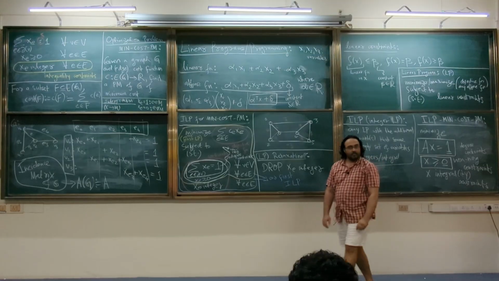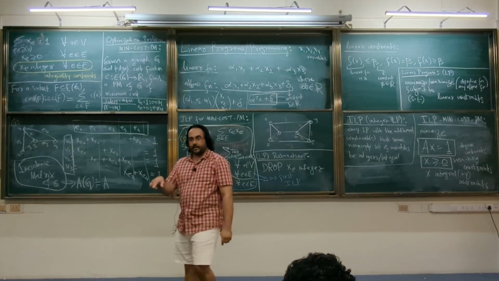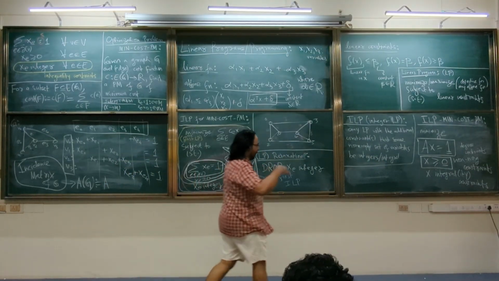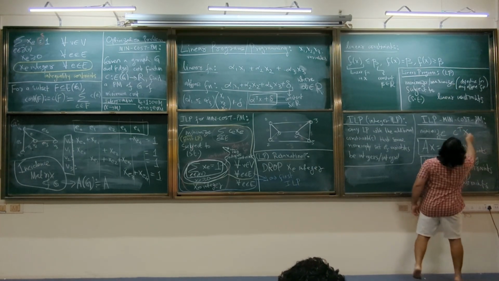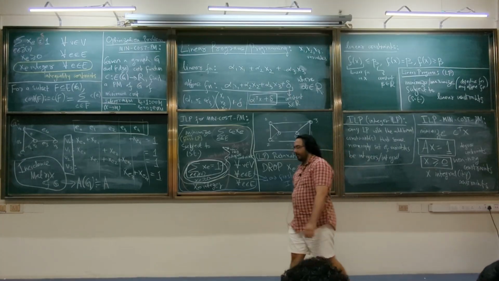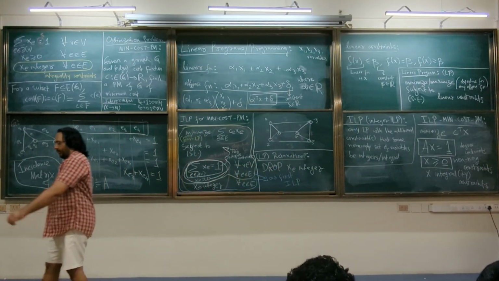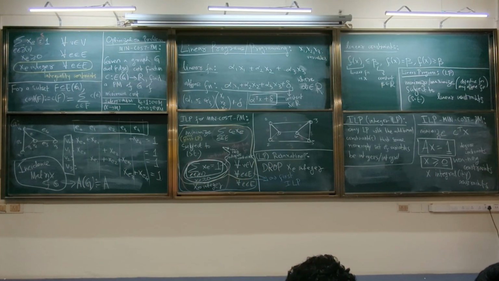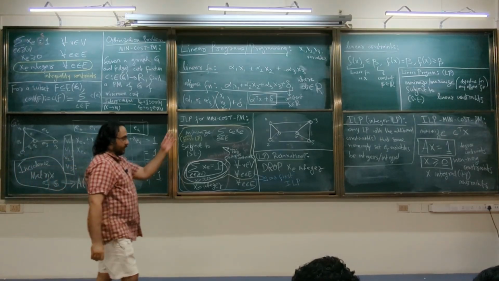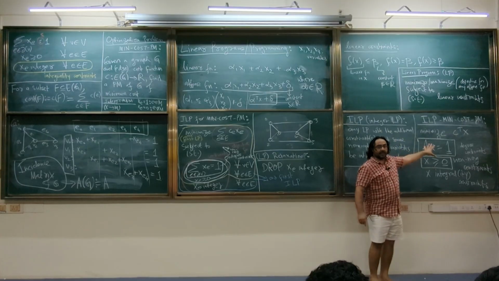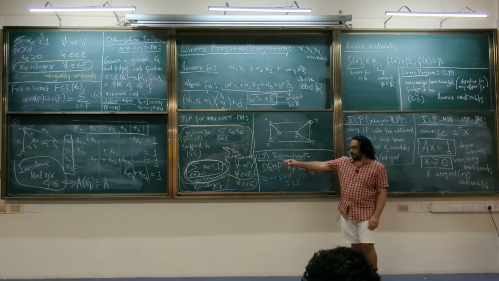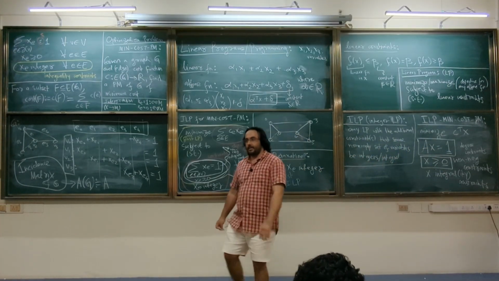What are we minimizing? c transpose x. Because every row vector is a transpose. So we are minimizing c transpose x subject to these constraints. And this is the notation that we will be using most of the time. We will not be expanding it out.